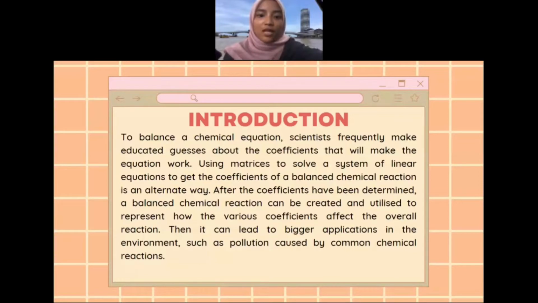alternate way. After the coefficients have been determined, a balanced chemical reaction can be created and utilized to represent how the various coefficients affect the overall reaction. Then, it can lead to a bigger application in the environment. As example, pollution that is caused by common chemical reaction.